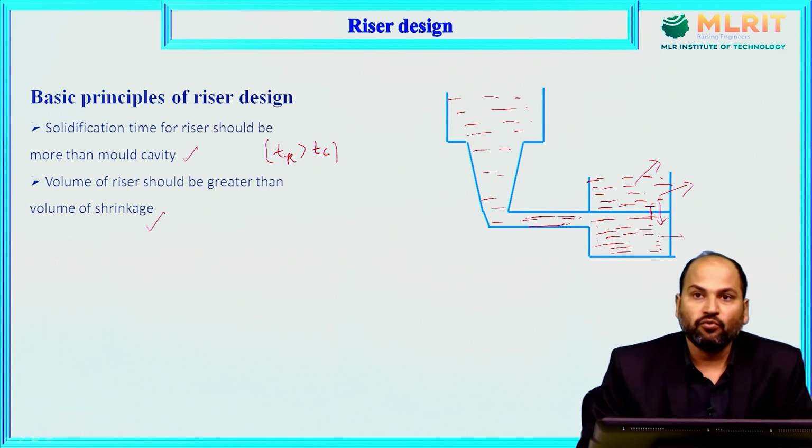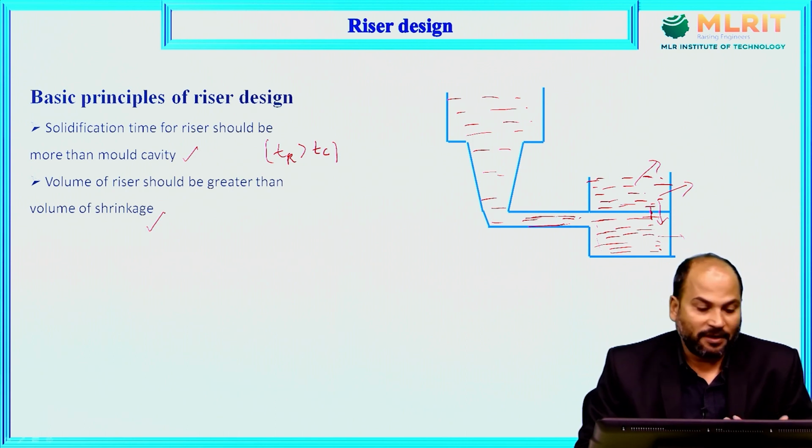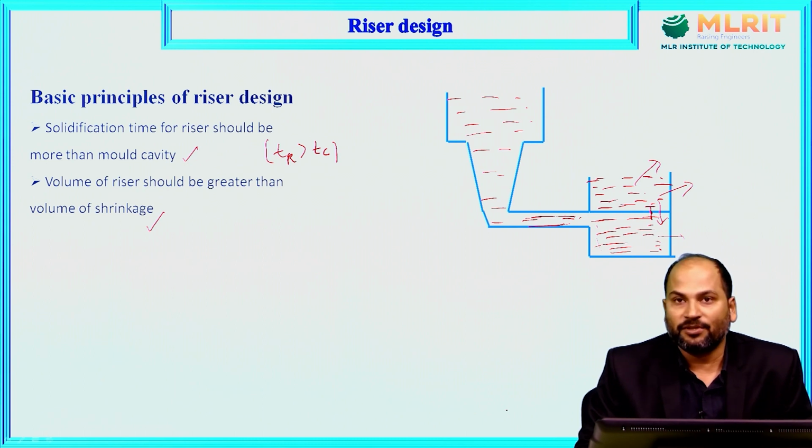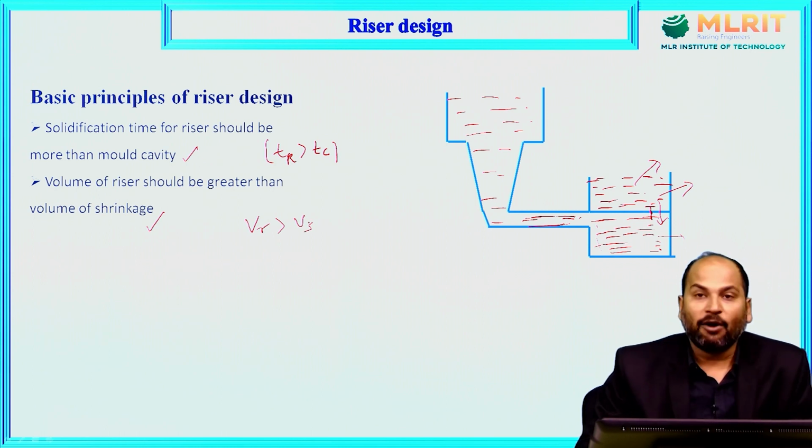So these are the two conditions that need to be fulfilled. Now, how much should it be greater? If that question comes to mind: I am saying the volume of the riser should be greater than the shrinkage volume. If I take this volume of the riser VR, I am saying this should be greater than Vs. Now the question is, how much should it be greater?